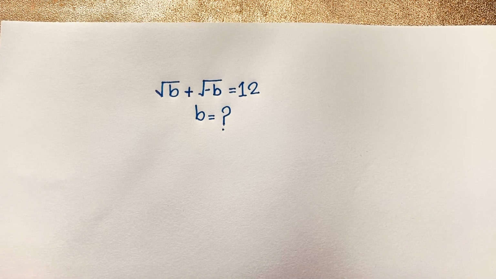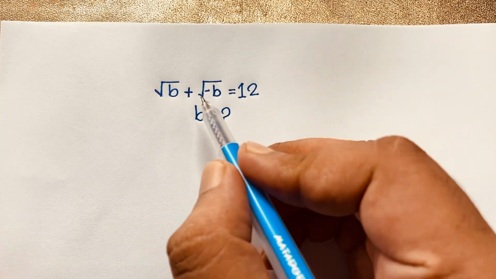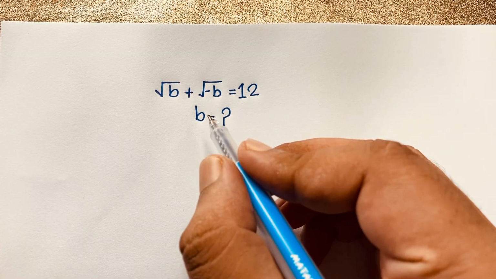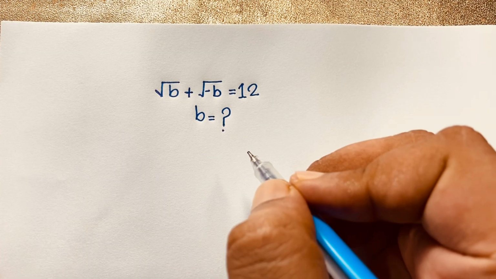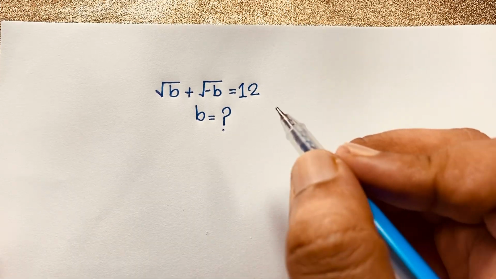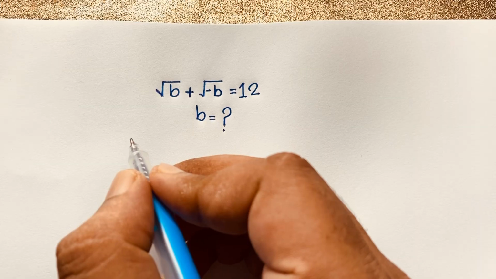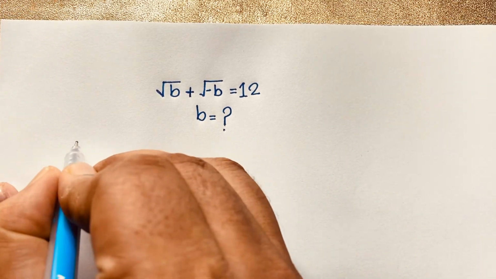Today we have solved an interesting math olympiad question. This square root math problem: square root b plus square root negative b is equal to 12. We'll find out what is the value of b in this math olympiad question. How to solve this interesting math problem? I solved this question with an easy method. Our math solution.